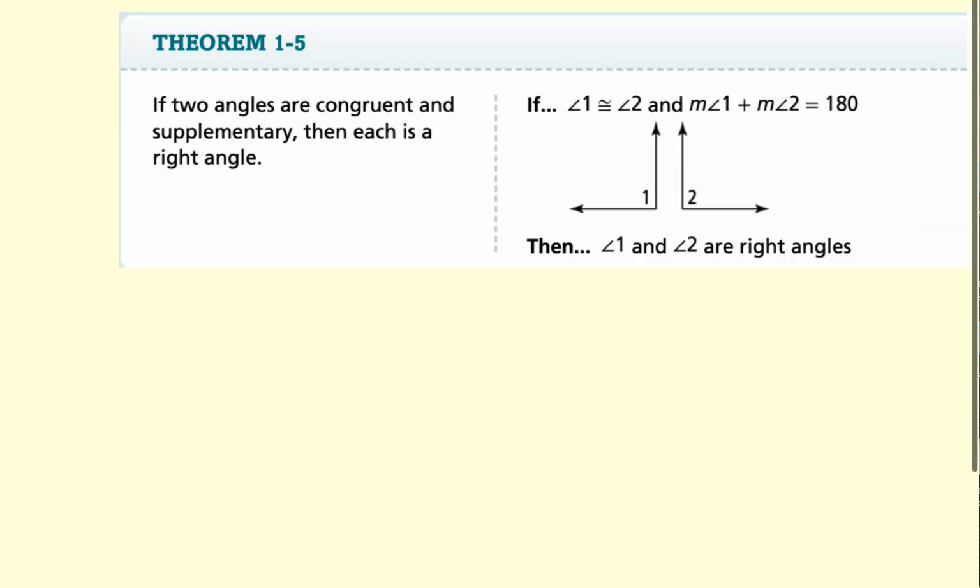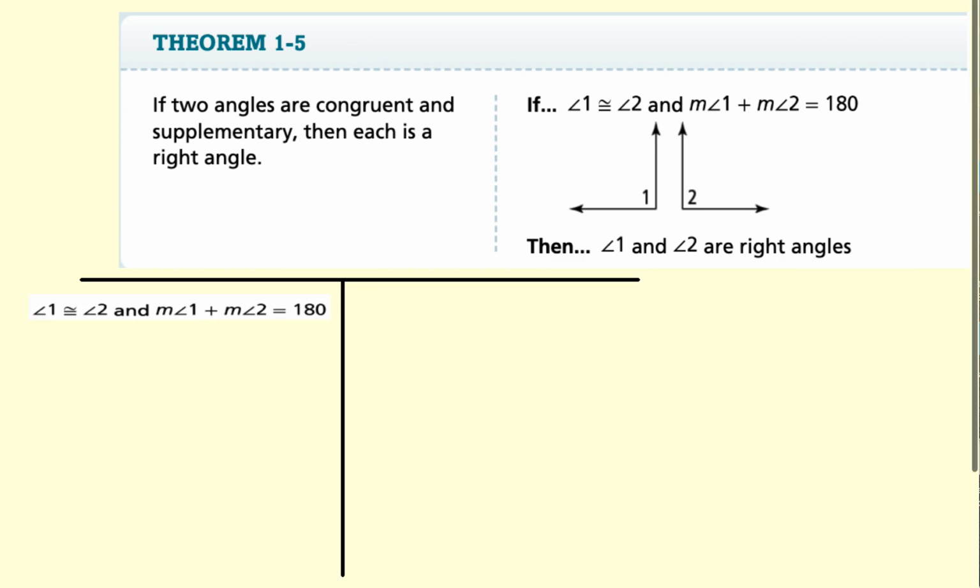This is our last theorem. It says if two angles are congruent and supplementary, then each is 90 degrees. So they're congruent, and they have to both add up to 180 degrees, so they must be right angles. Let's go ahead and start. We're going to start with a given.